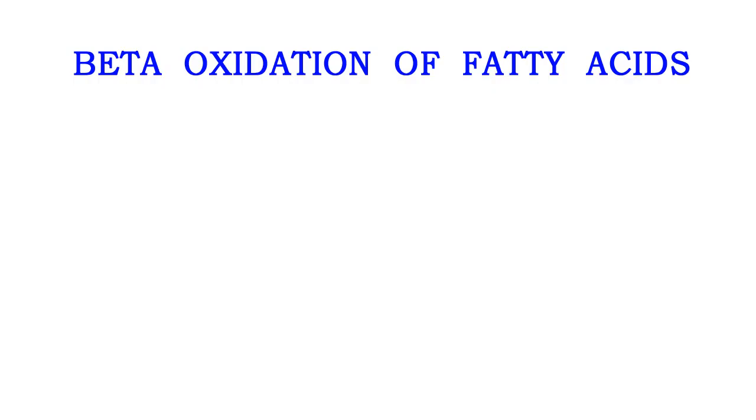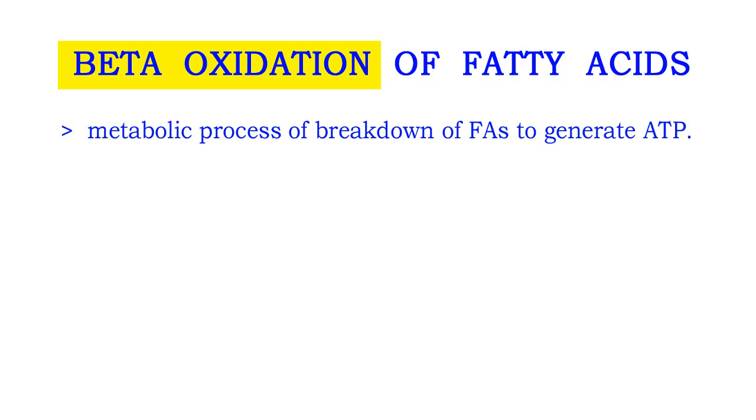Let us see what is beta oxidation. Beta oxidation is the metabolic process of breakdown of fatty acids to generate ATP. Fatty acids provide highly efficient energy storage, delivering more energy per gram than carbohydrates.